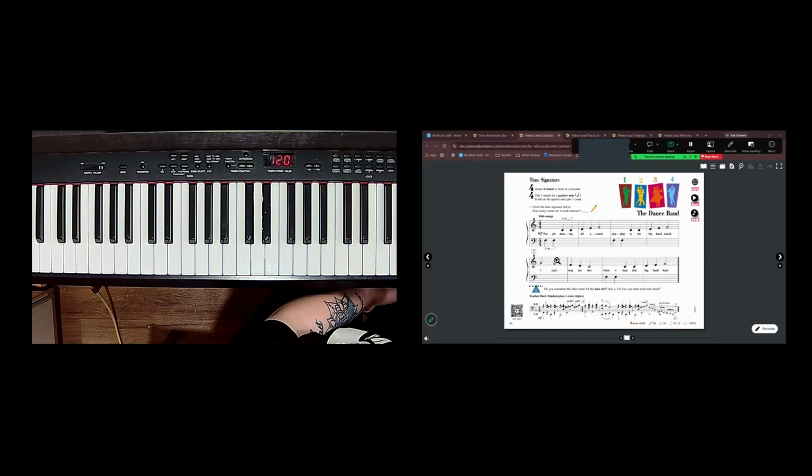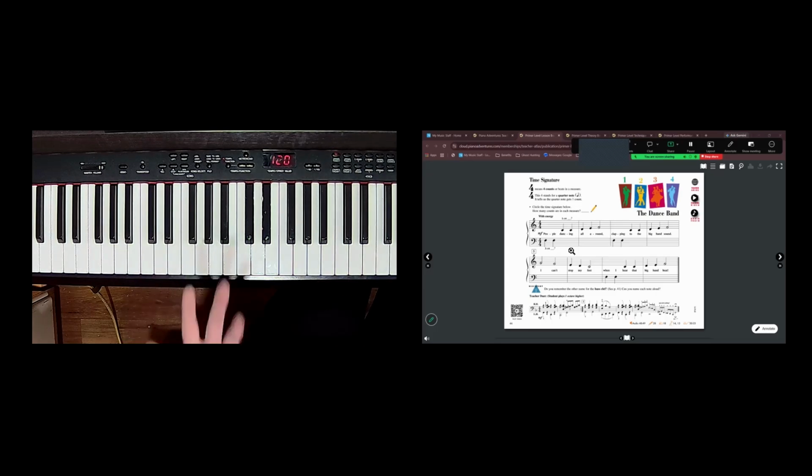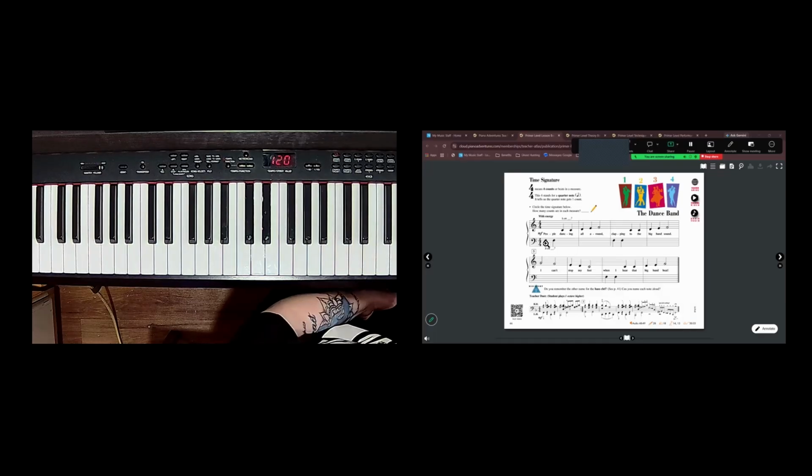1, 2, 3, 4. Good. So there's 4 notes. Now, how many counts are there? Because remember, you could have 4 notes, but the notes could have different counts. So let's see if it adds up to 4. Okay, 1 count, 2 count, 3 count, 4 count. So that added up to the number 4.